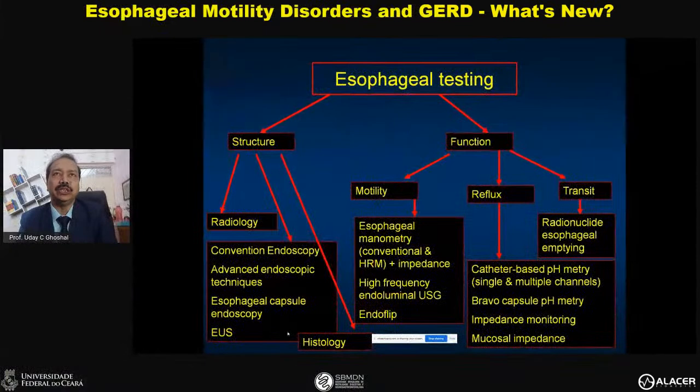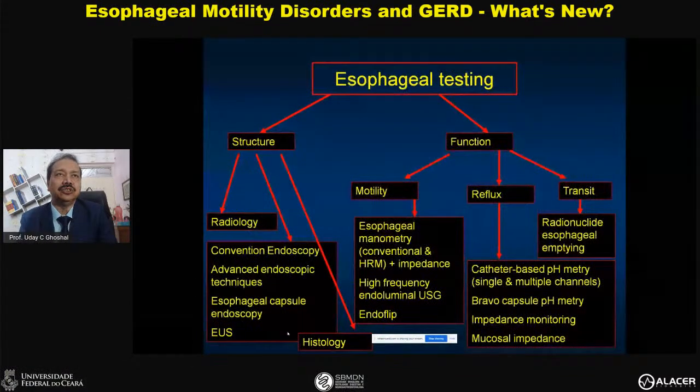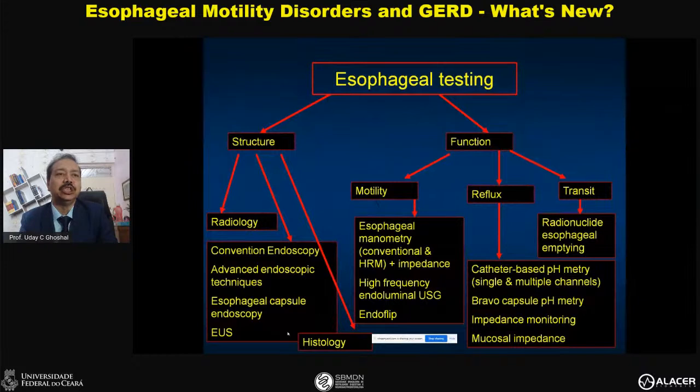When we are talking about esophageal testing, you have to realize that one thing is we test the structure of the esophagus by radiology, conventional endoscopy, advanced endoscopic technique, esophageal capsule endoscopy, endoscopic ultrasound, and histology. But this investigation primarily tests the structure of the esophagus, which is altered particularly in organic diseases such as esophageal stricture, esophageal cancer, and so on. But a lot of patients come with symptoms. Those symptoms cannot be explored by the investigation for structure, and there you need esophageal functional testing.